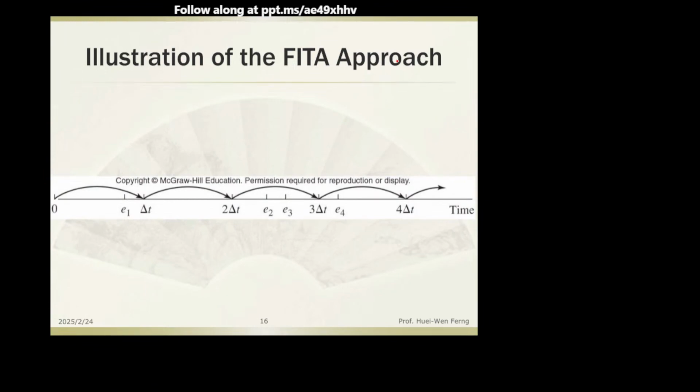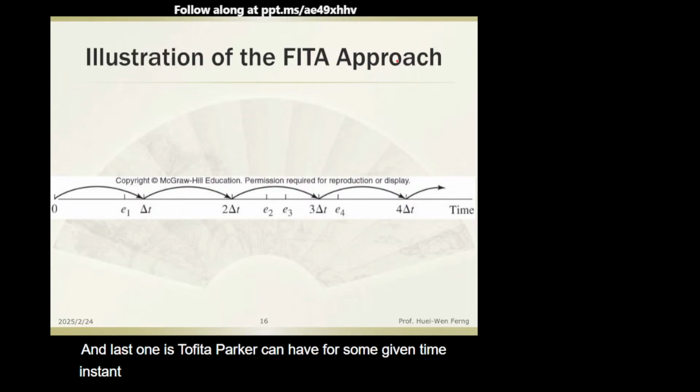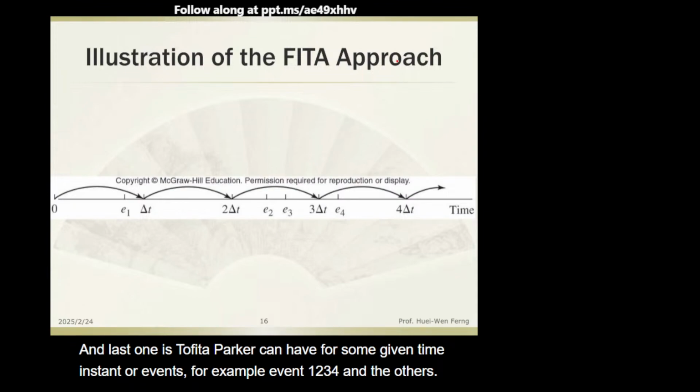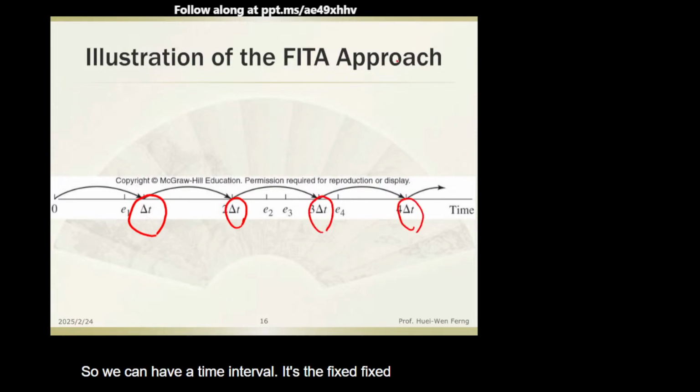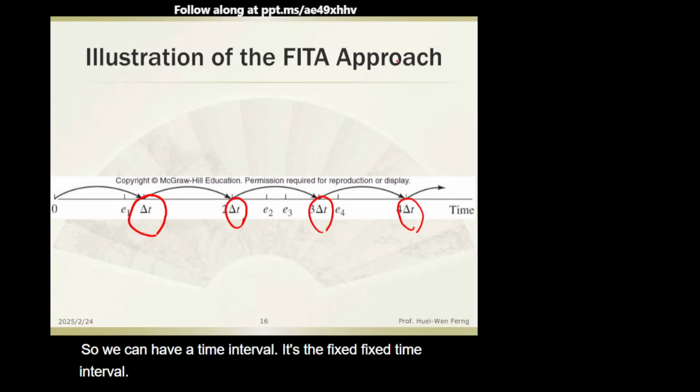And the next one is called theta. Partly we can have some given time instants or events, for example event 1, 2, 3, 4, and the others. But we don't know exactly. So we can have a time interval. It's a fixed time interval, and we check at each fixed time interval.